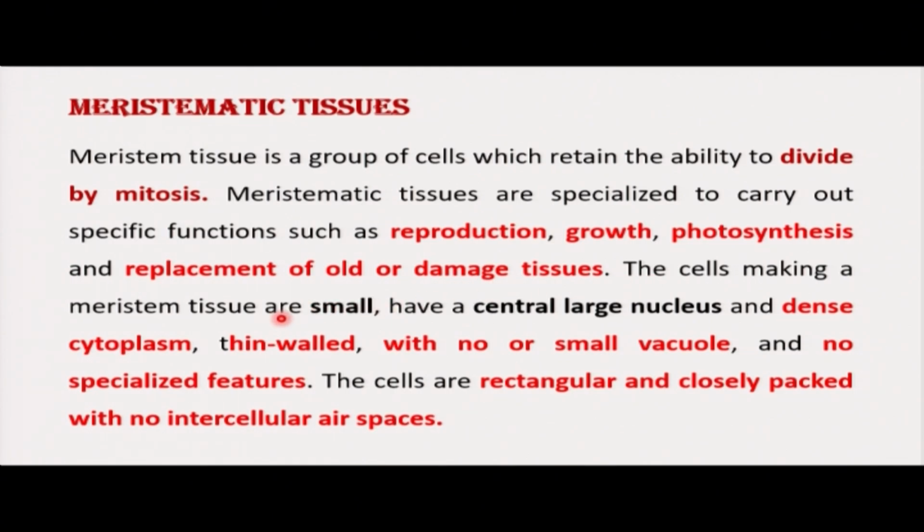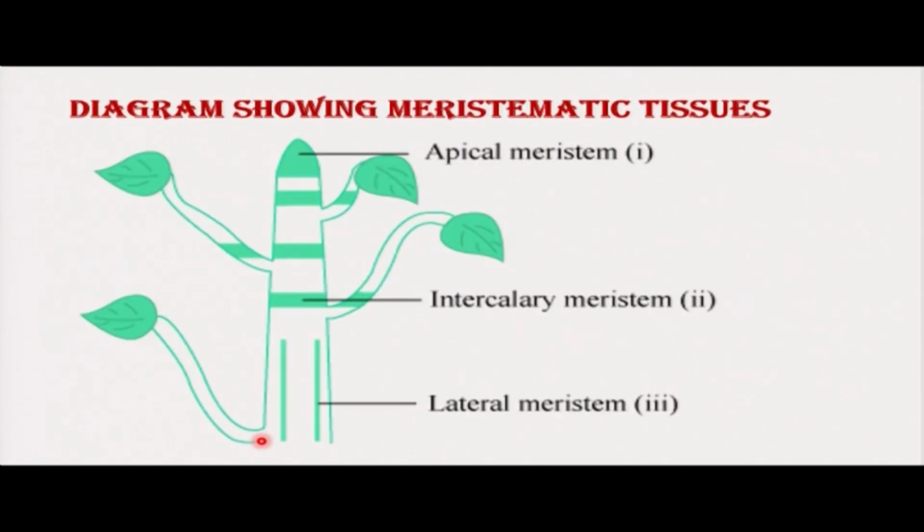Cells making meristematic tissues are small. They have a central large nucleus and dense cytoplasm. Then they have thin cell wall with no or small vacuole. That means the nucleus is large and the vacuole is small. Then no specialized features. The cells which make meristematic tissues are rectangular or closely packed with no intercellular airspace. There are no intercellular airspace.